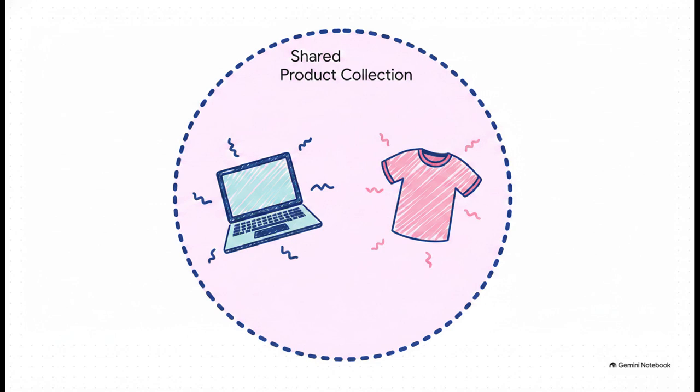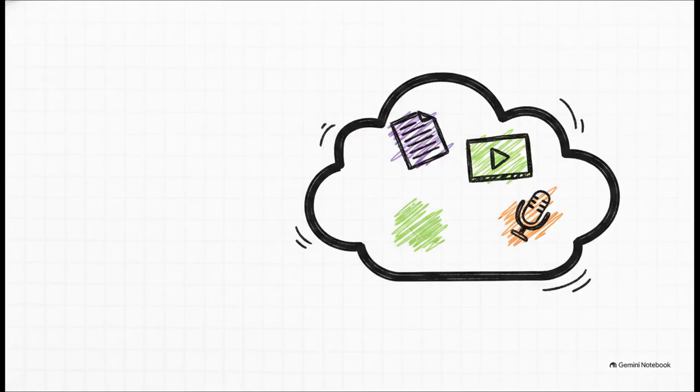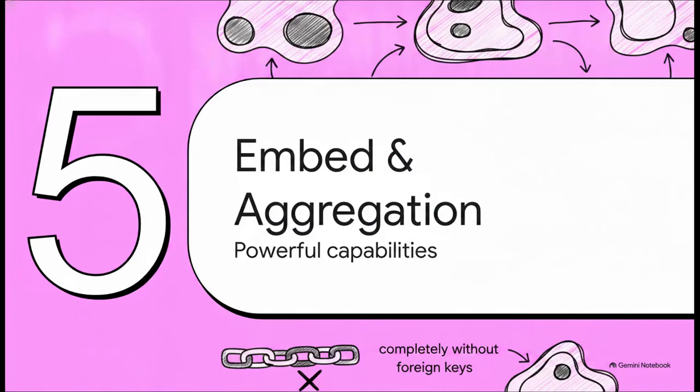But with MongoDB, both of those items happily coexist in the exact same collection, naturally containing only the fields that are actually relevant to them. We see this exact same flexibility when building a content management system. You might have text-heavy articles, video links with resolution specs, and audio podcasts. Instead of creating 3 entirely separate tables and trying to figure out complex joins, they all live cohesively in one single shared collection.